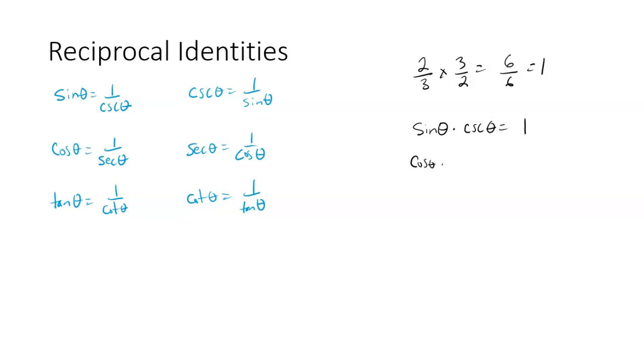Cosine of theta times our secant of theta, again, the reciprocals, they'll give you 1. And then tangent of theta times cotangent of theta is also equal to 1. Because you can always change one of these trig functions into the other one.